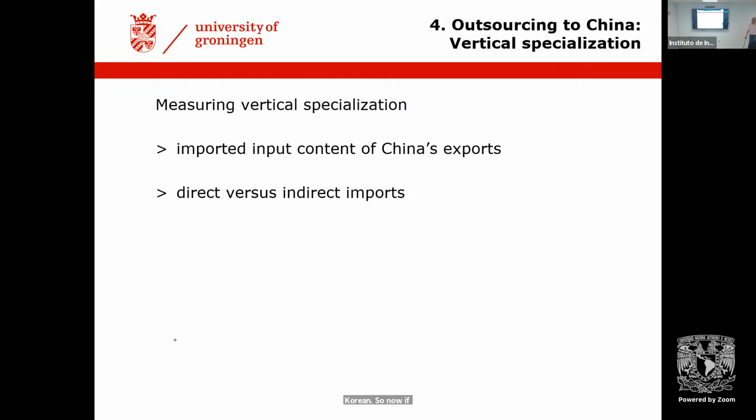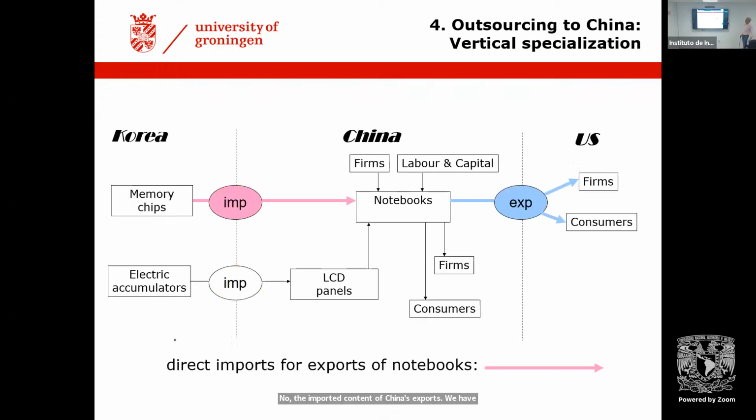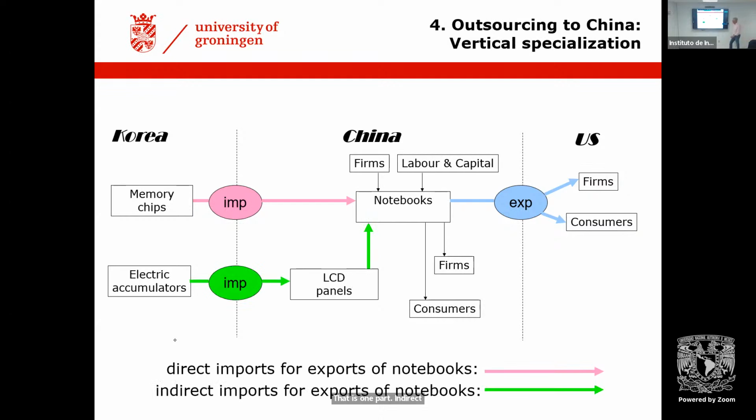So now, if we look at the imported content of China's exports, we have direct and indirect imports. So these would be the direct imports that go directly into the notebooks that are directly exported. So that is one part. The indirect imports, they go into the LCD panels, and the LCD panels go into the notebooks. So this is an indirect import for these exports. Now, if you want to have the import content of these exports, you should add the import and the green part.